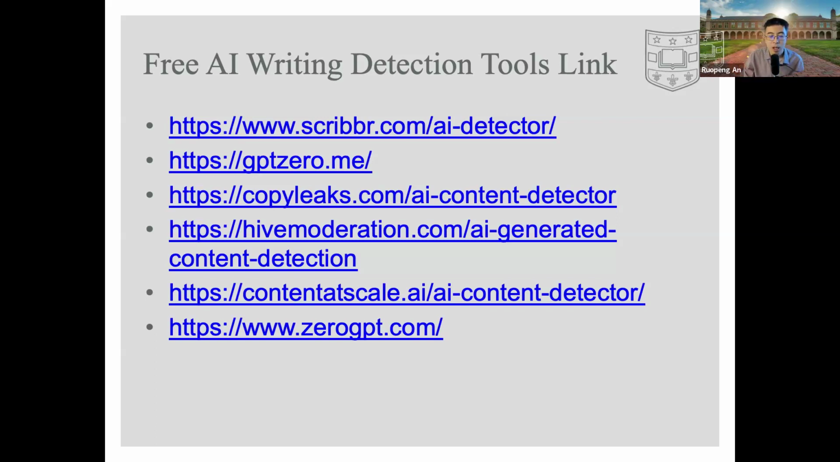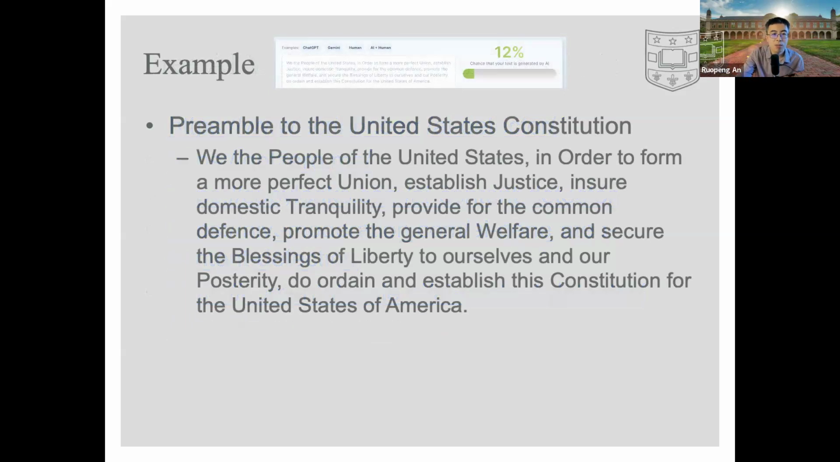Okay, and now let's move on to some examples. Here, we test the performance of AI detection tools to see to what extent they can identify human-written versus machine-written text. Here, Yi made a very interesting choice of testing the United States Constitution.